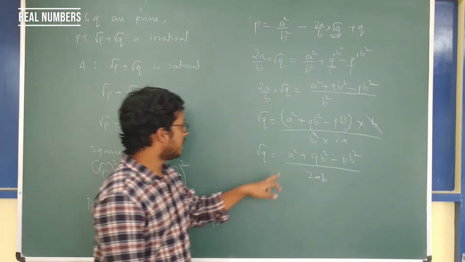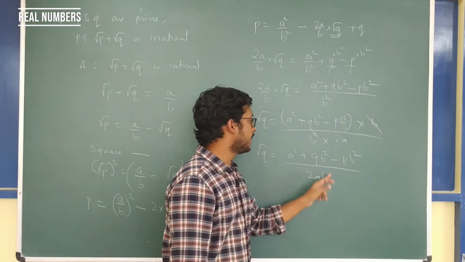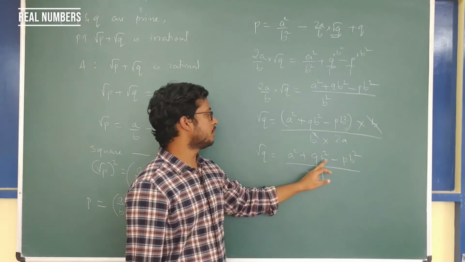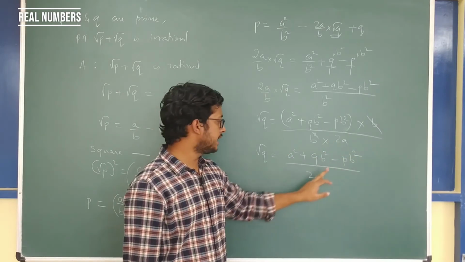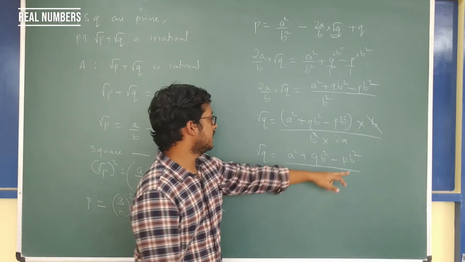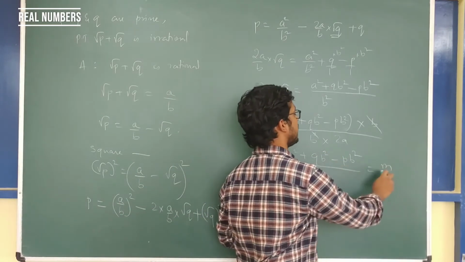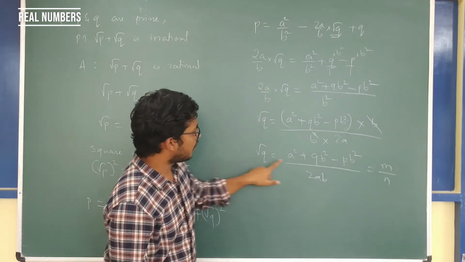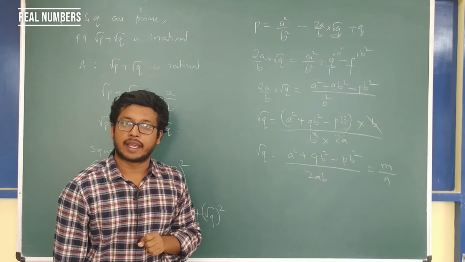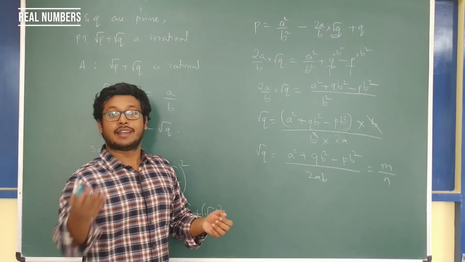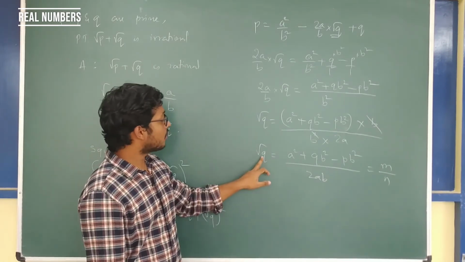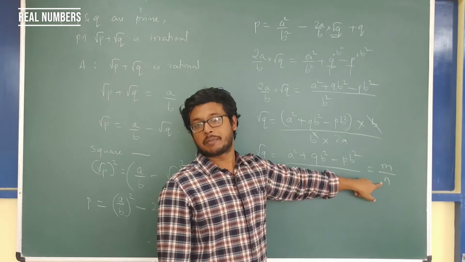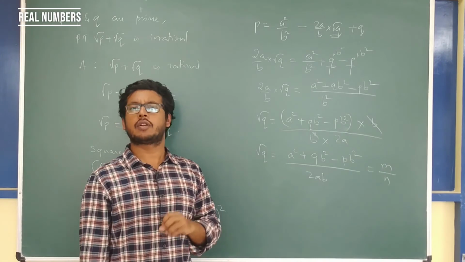So we came to a point where a, q, p and b, all of them are integers. Which means this whole thing, a square plus qb square minus pb square, will again be an integer, and 2ab will again be an integer. So this is some integer m and this is some other integer n. So we came to a point where we are saying square root q is in the form m by n, which is not true. Why? In our previous problem, we saw that the square root of any prime number is an irrational number. Here we are saying that it is in the form m by n, which means it is a rational number, which cannot be true.